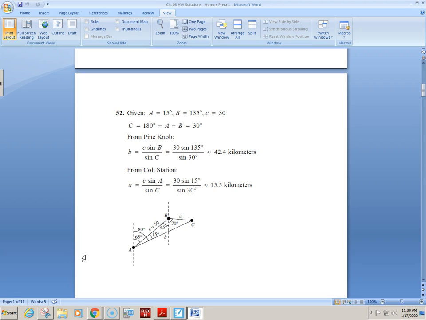Number 52 was a little bit longer because it was a word problem. You had to kind of think about what the situation was. You were still ultimately doing an AAS, which is a nice one.